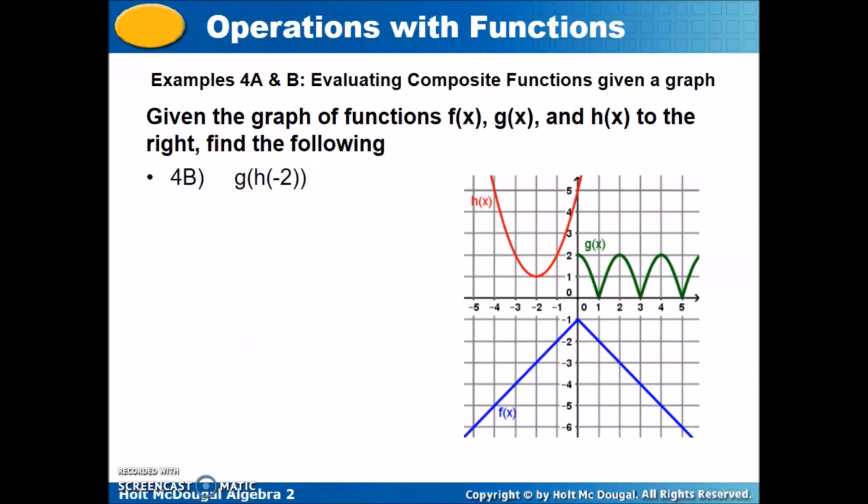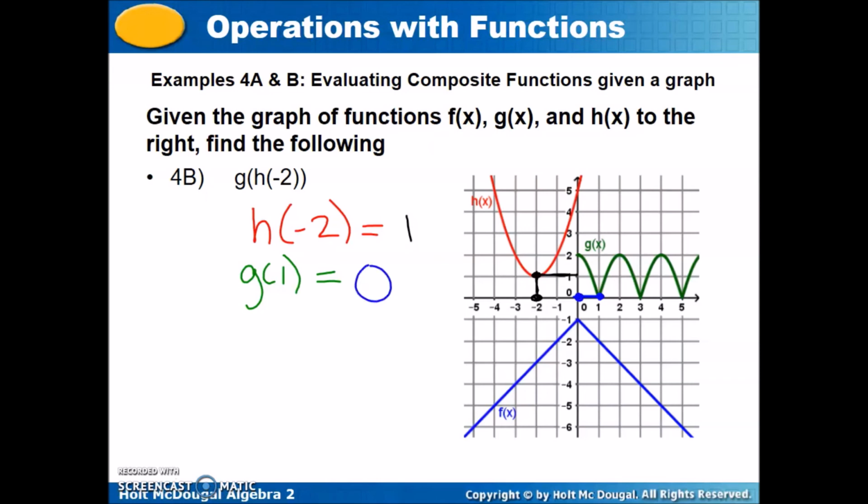Here's this next one. We've got our h graph, which is red. So that's h of -2. Once again, we're going to find the x value, -2 right there. We're going to go up. That's where it intersects the graph. And so our value is 1, right? That's the y value. We're going to take that output 1 and put it now in the g of x graph. So we're going to say g of 1. We're going to look for the x input of 1 right here. And notice that that's at 0.